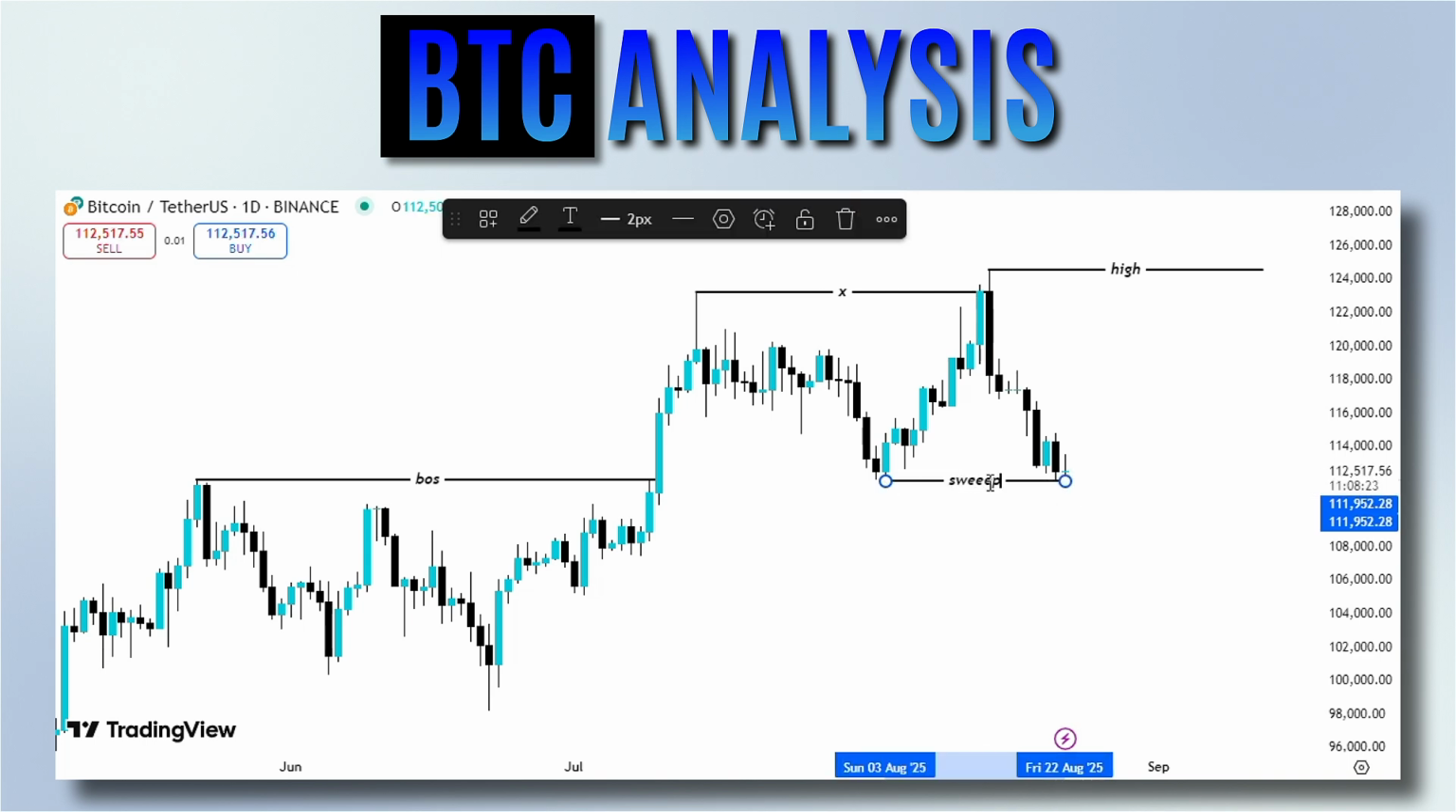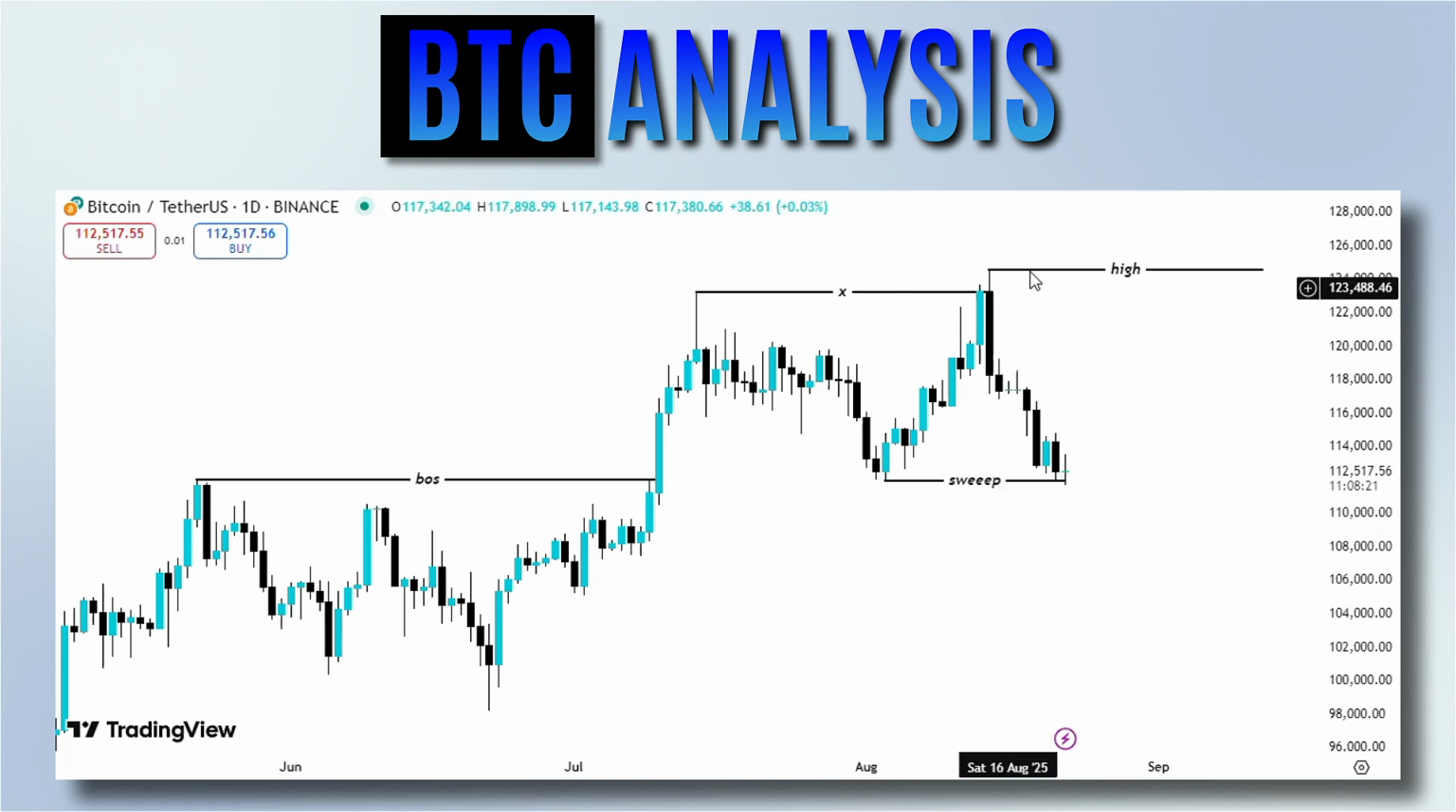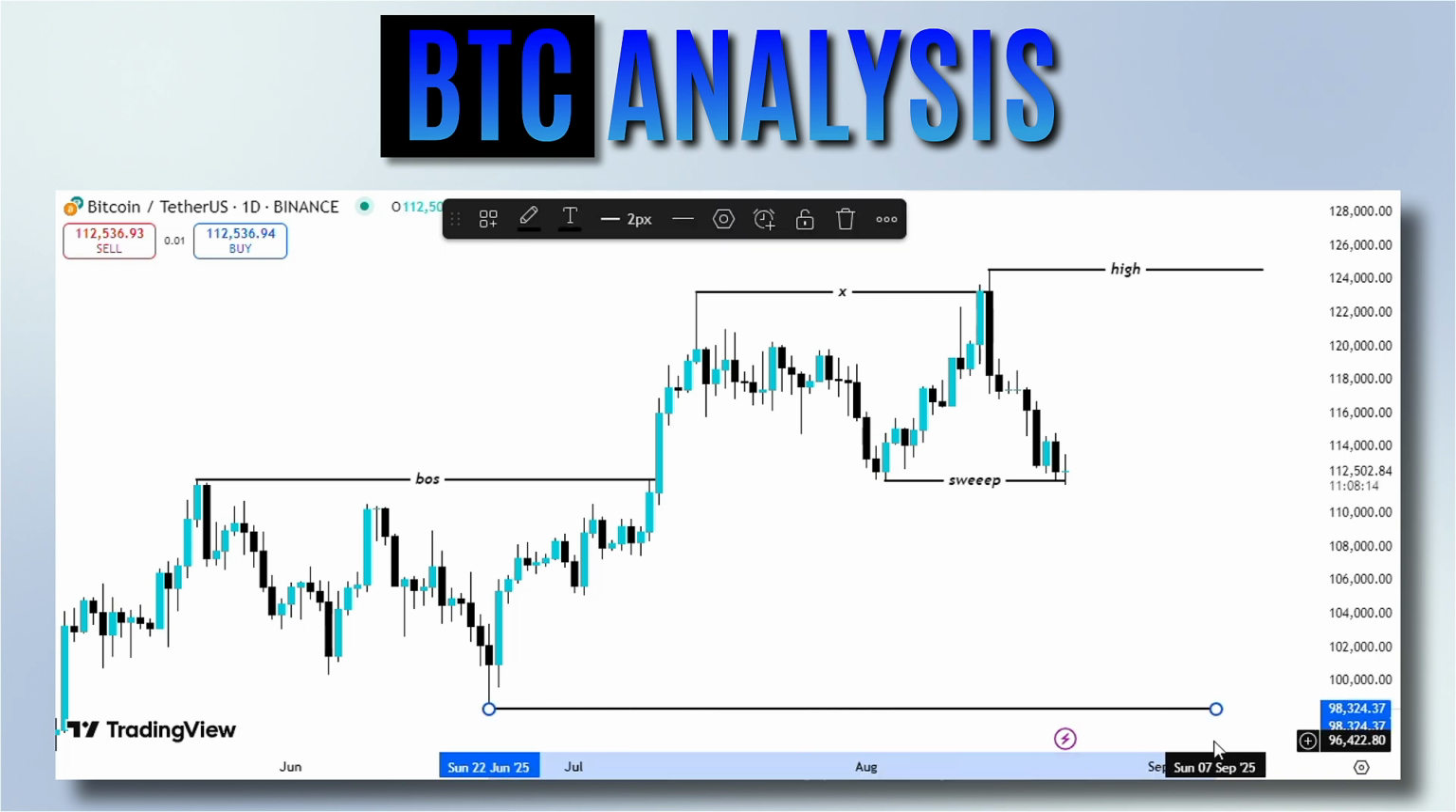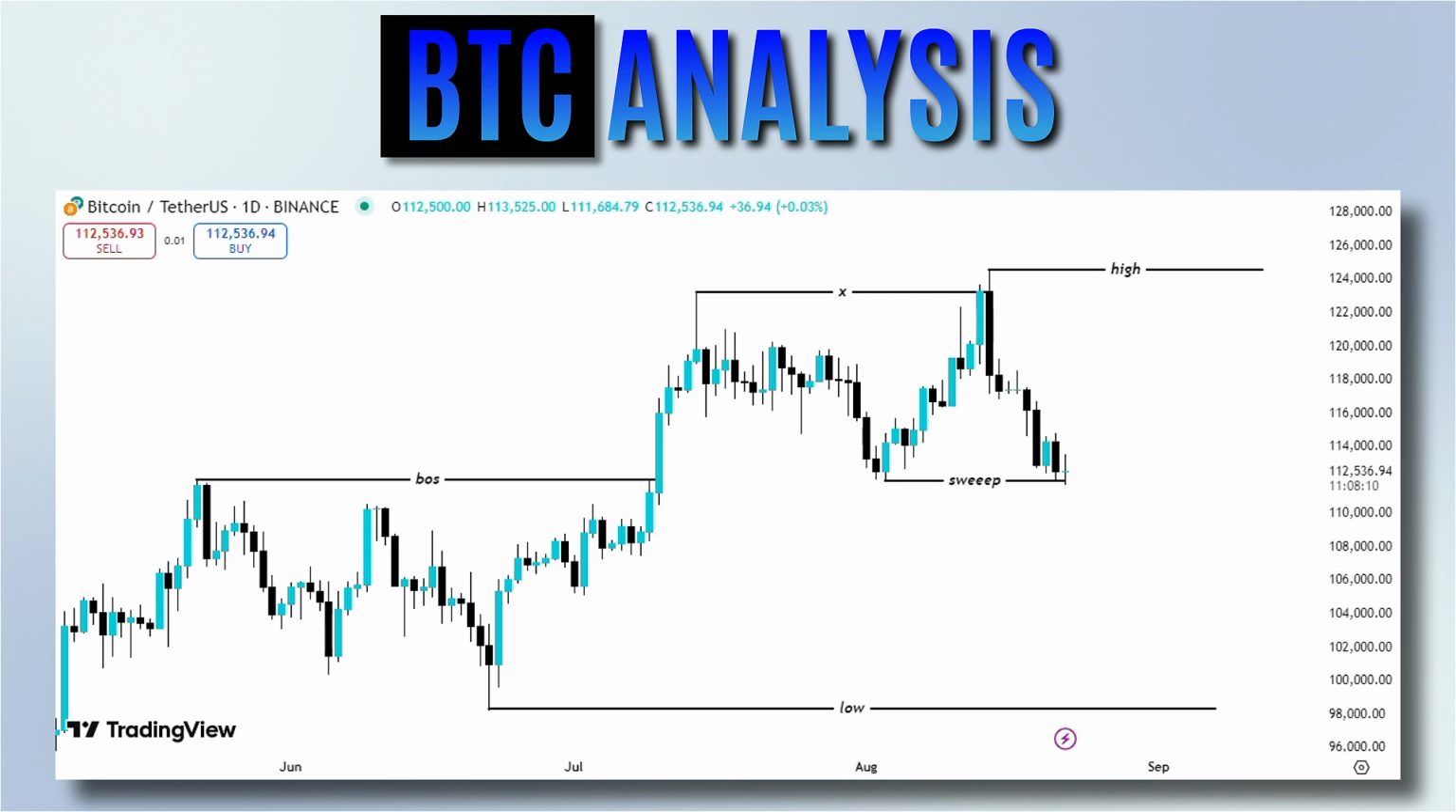Notice this move down labeled sweep. Price has just swept the liquidity resting below this recent swing low. This is a common occurrence where the market takes out stop-loss orders before a potential reversal. Our key area of interest is this blue box labeled FVG, which stands for fair value gap. This is an inefficiency in the market that often acts like a magnet for price.